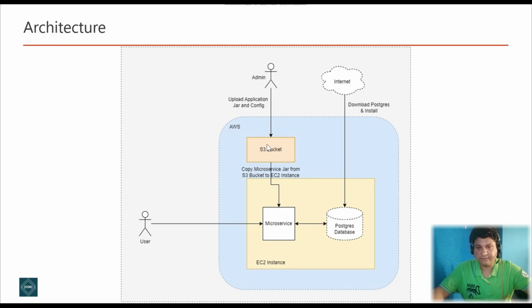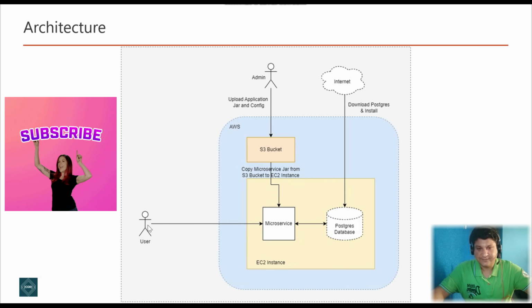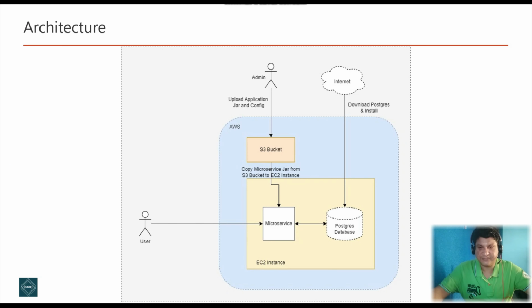and we will upload our jar and media files to that S3 bucket. From the S3 bucket, we'll transfer those files to our EC2 instance, to a location where we want to run our microservices. And then in this EC2 instance, we'll download and install the Postgres database from the internet, and then we'll start our microservices to connect to this database, and then we'll test our APIs end to end as a user from outside, right? So this is the architecture diagram. It is a pictorial representation of what we are trying to achieve in this video.